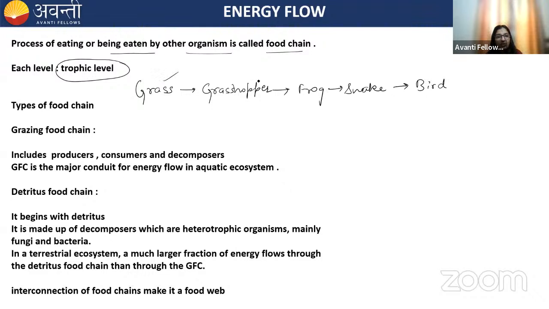And it includes producers, it includes consumers. And if the consumers and the producers die, then the decomposers will act on them. So it also consists of decomposers. The food chain which consists of producers, consumers, and decomposers comes under the grazing food chain. They form the grazing food chain. We also call it a predator food chain.